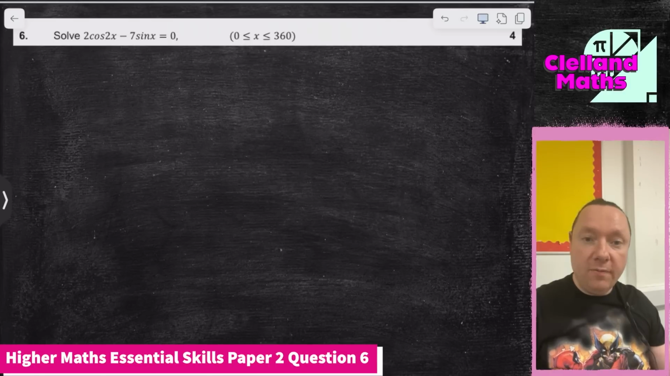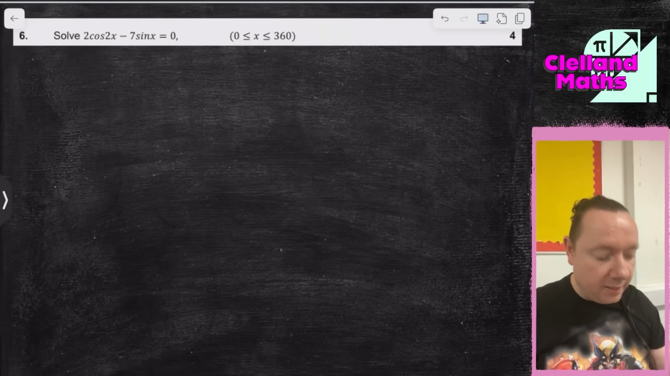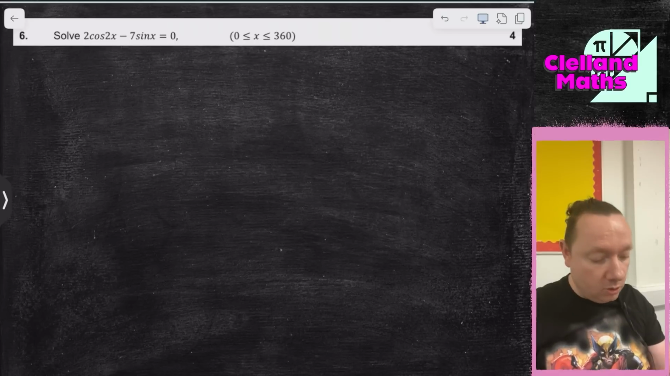SQA Higher Maths 2025 Paper 2 Essential Skills. Question 6. Solve 2 cos 2x minus 7 sin x equals 0 between 0 and 360. So I'm going to have to use a trig identity to do all sine or all cos.